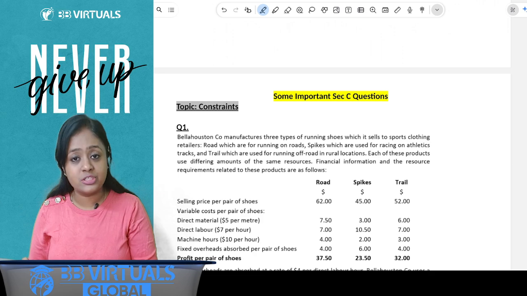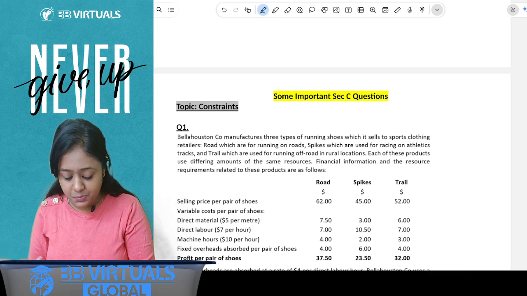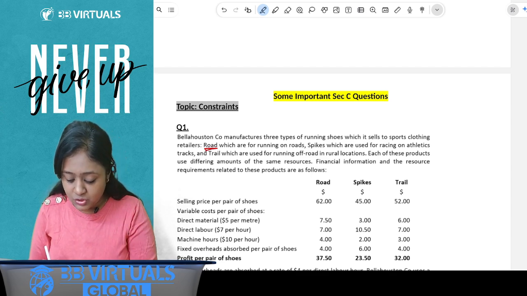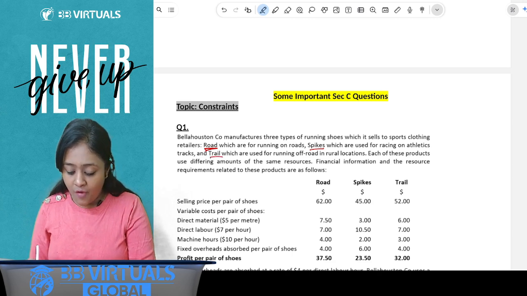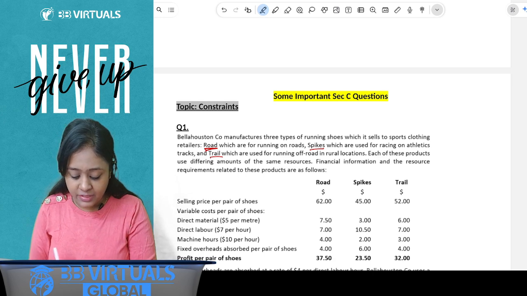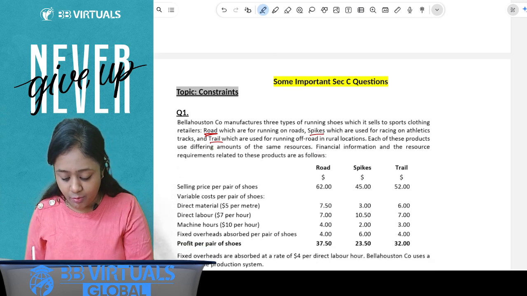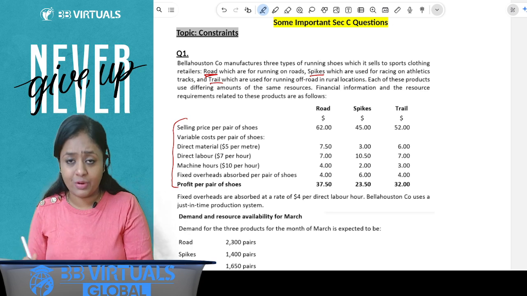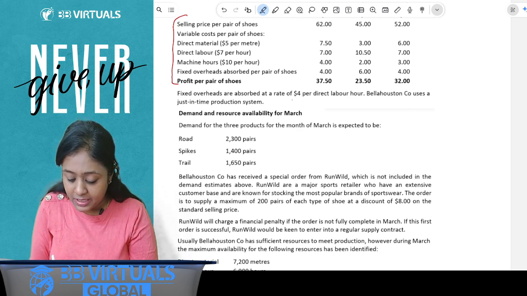Okay, so let's look at the first question, that is on Bell Houston Company. It manufactures 3 types of running shoes which it sells to sports clothing retailers. Roads is the first shoe, which is for running on roads. Spikes is used for racing on athletics tracks, and Trail is used for running off-road in rural locations. Each of these products uses different amounts of the same resources. Financial information and the resource requirements relating to these products is listed, which I'll come to later when we are solving the question. Fixed overheads are absorbed at the rate of 4 per direct labor hour.